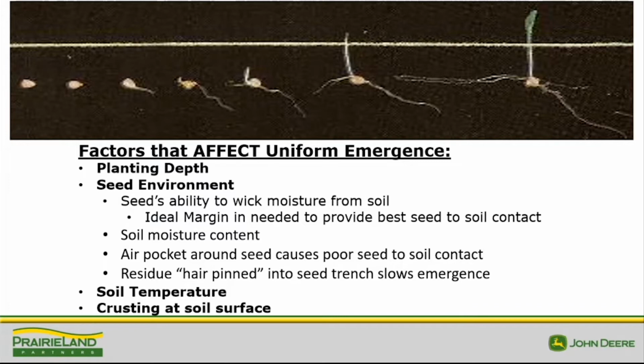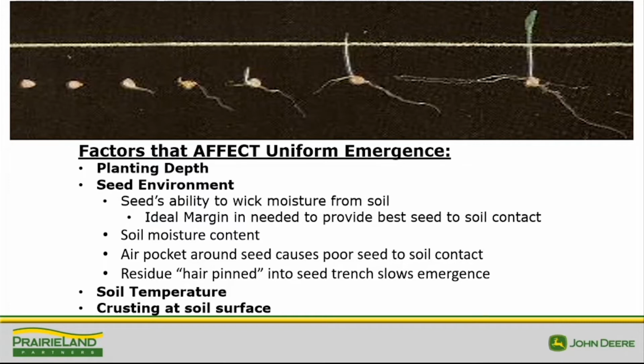So what we need is good seed to soil contact, and that comes from ideal margin, and of course, soil moisture. So we need to go to moisture. My dad always said plant to moisture. So what we need to do is make sure we adjust our planter to where we can get that.